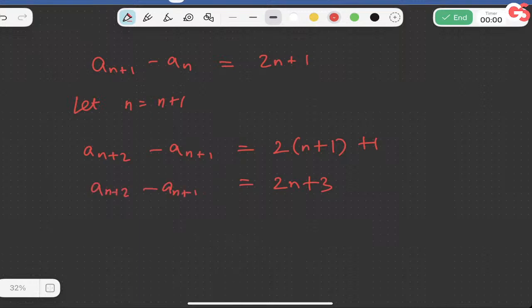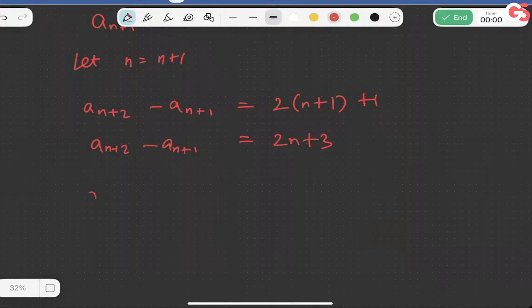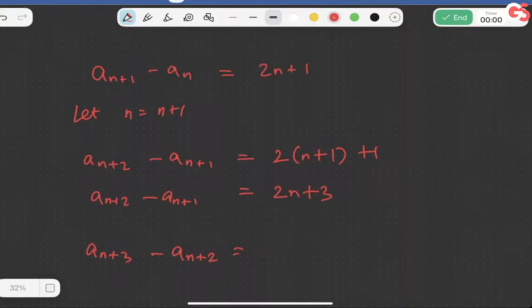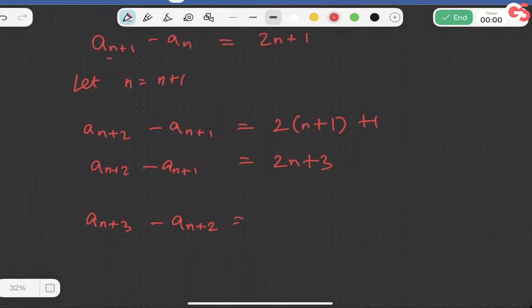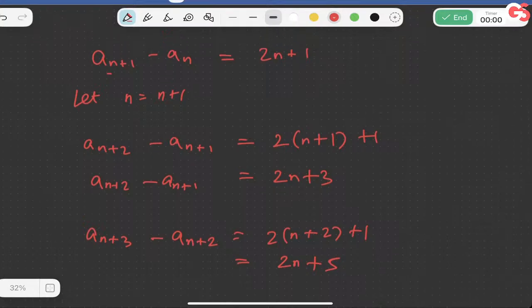All right. And if you do it once more, a(n+3) minus a(n+2). So here, replacing n with n plus 2, okay, 2 times (n plus 2) plus 1 is what you get. That is 2n plus 5, isn't it? That is how you get the functions.